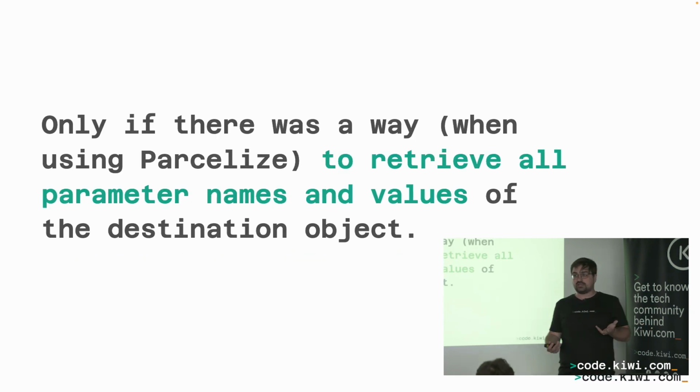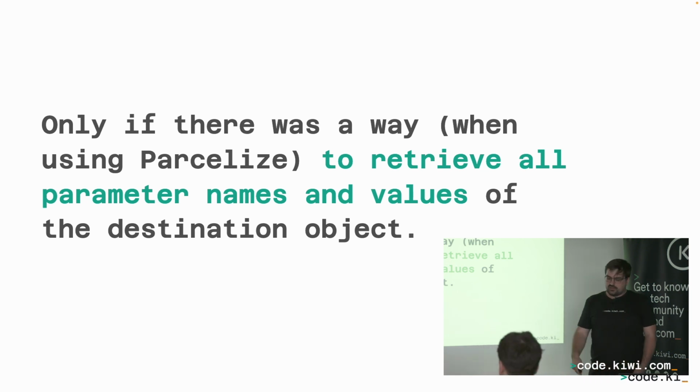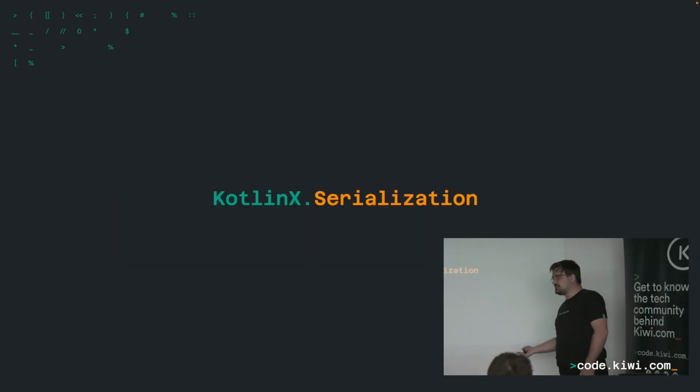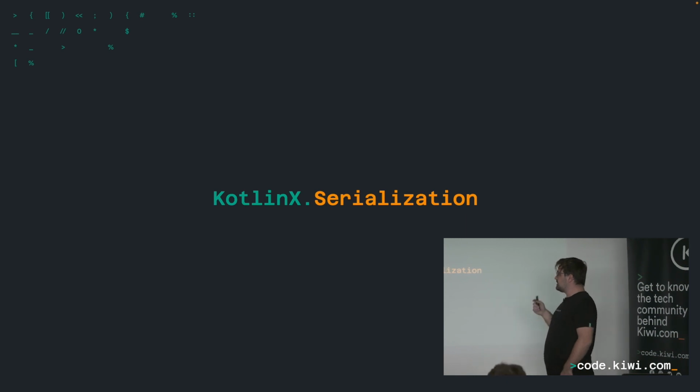So the question is how to utilize the Parcelable implementation to know all those property names, retrieve those values, and be able to create those URLs which would work with Jetpack Compose. And the answer is you cannot. Parcelable is not able to do this for you. But there's the answer. Kotlin Serialization is definitely the right tool for this.